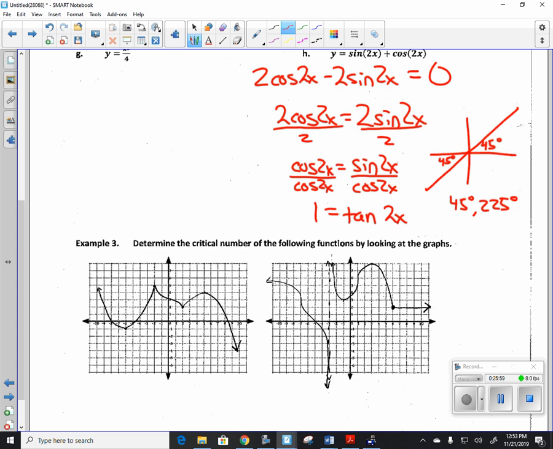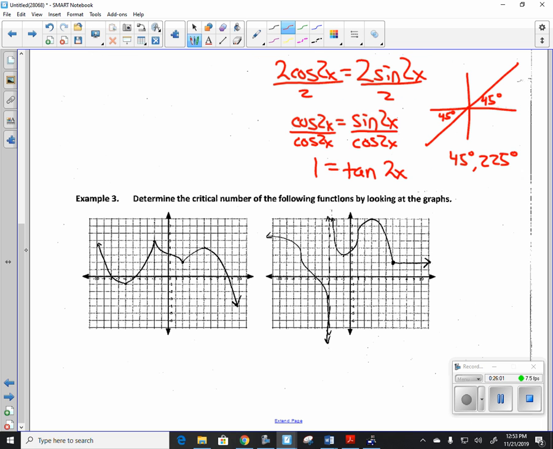What is 45 degrees in radians? Pi over 4. So 2x is equal to pi over 4. And 2x is equal to what is 225 degrees in radians? 5 pi over 4. So if I divide both sides by 2, what is pi over 4 divided by 2? Pi over 8. And the next one will be 5 pi over 8.